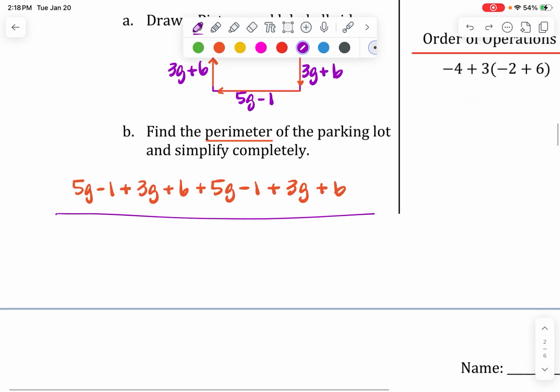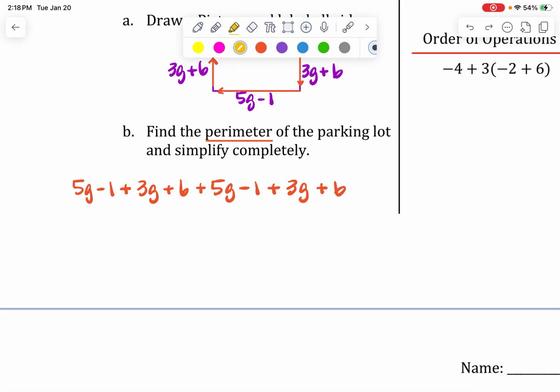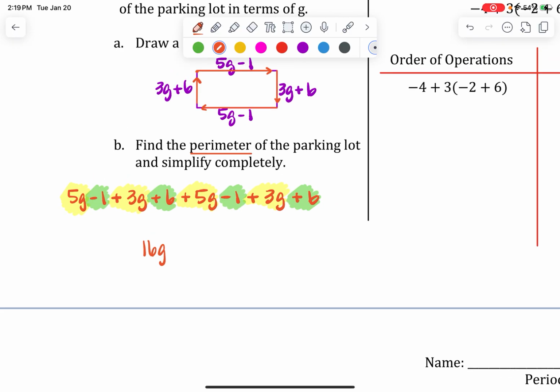That's a lot of terms, and there's a lot of like terms. So we want to make sure that we add all the like terms. So I'm noticing I have a 5g plus 3 more g's plus 5 more g's plus 3 more g's, right? And that looks like a total of 16 g's. Then I'm going to go back through and look at my constants. I've got a negative 1 plus a 6, and then another negative 1 plus a 6. And I add all those together, and feel free to just throw it in your calculator if you want to, but that's going to give me 10. Right?